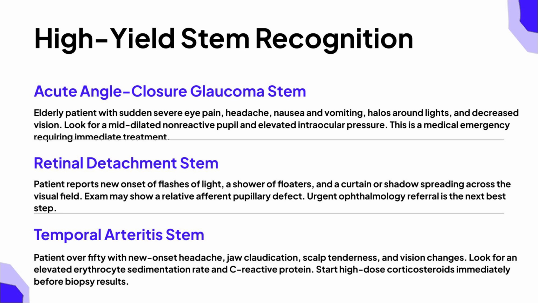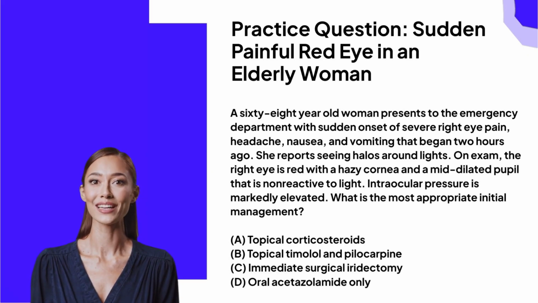For temporal arteritis, the classic stem is a patient over 50 with new headache, jaw claudication, scalp tenderness, and elevated inflammatory markers. The key board rule is to start high-dose corticosteroids immediately before biopsy results come back to prevent irreversible vision loss. These stems repeat over and over on practice questions and on the real exam. Let us work through our first practice question.